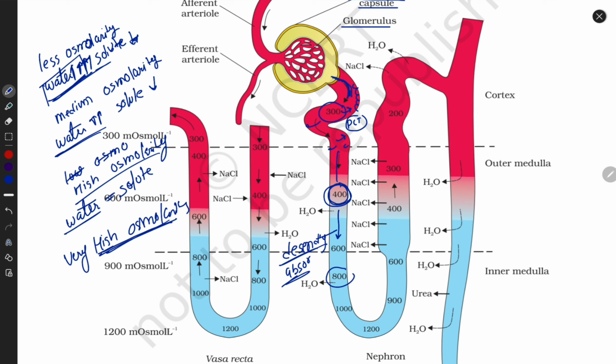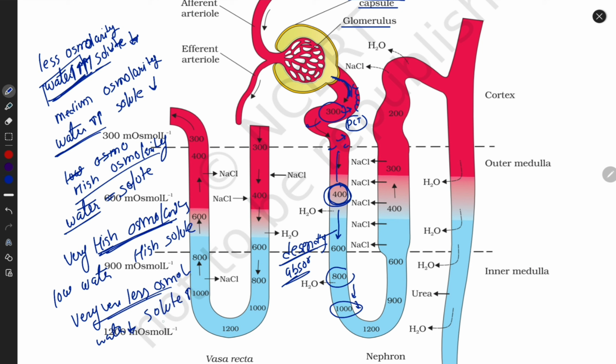If I say high osmolarity, it means low water and high solute. It moves further, and here water is low and solute is high. So the solute osmolarity is very high and the water osmolarity is low. Next, this is the balance.